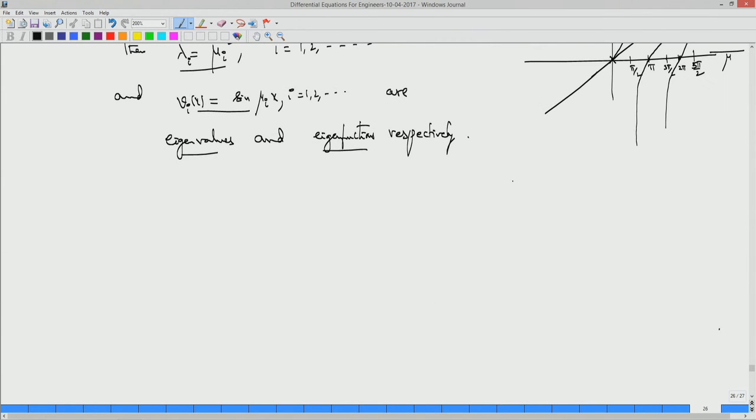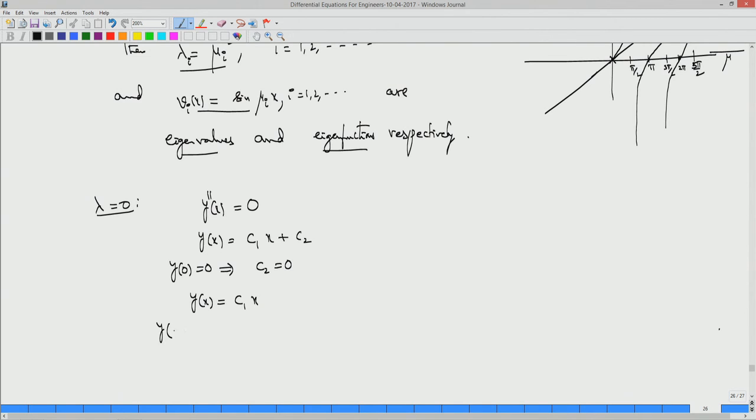Now look at the lambda equal to 0 case. You know the equation is y double dash equal to 0 when lambda equal to 0, so the general solution is C1 x plus C2. You apply the boundary condition y of 0 equal to 0, which gives C1 into 0 plus C2, so C2 is 0. So y of x becomes C1 x.